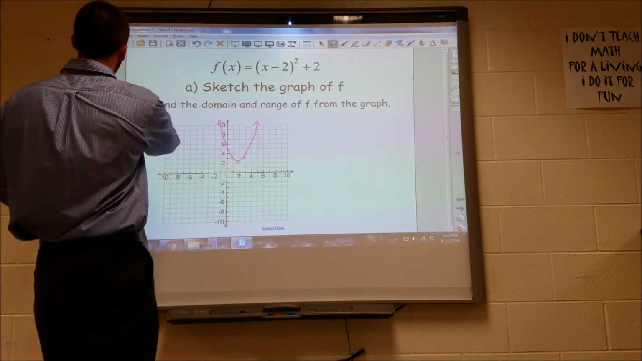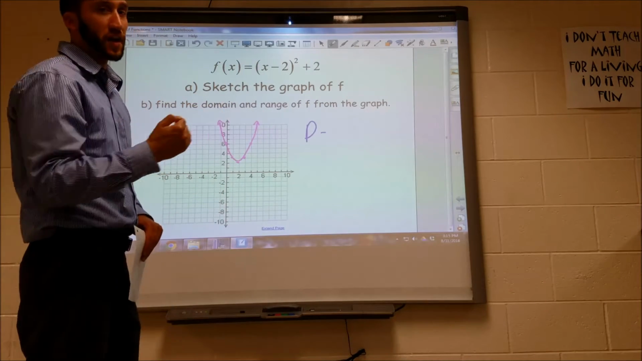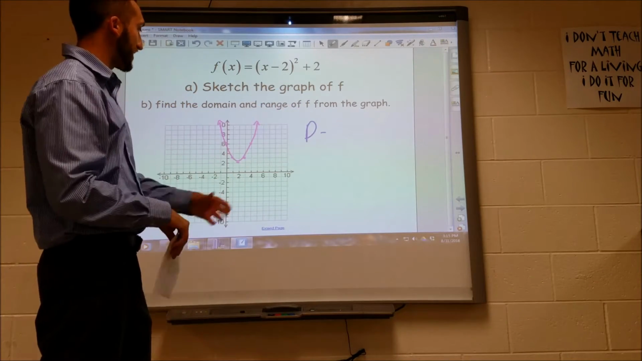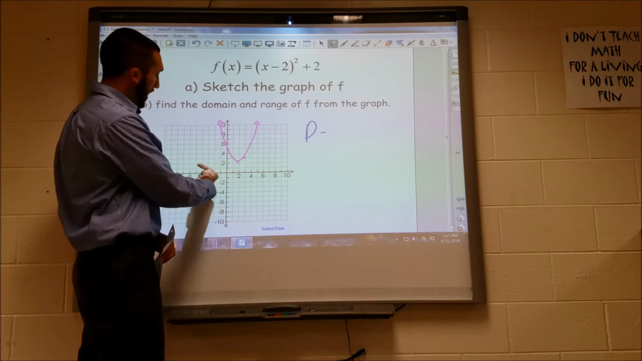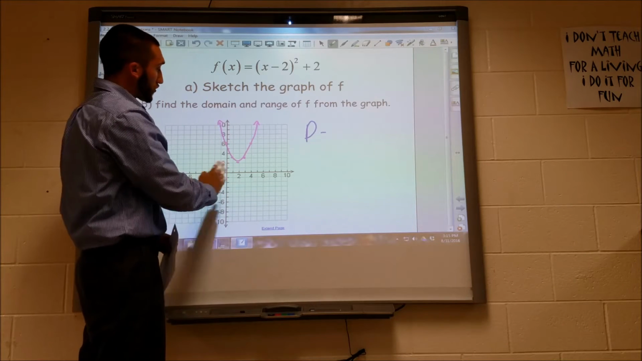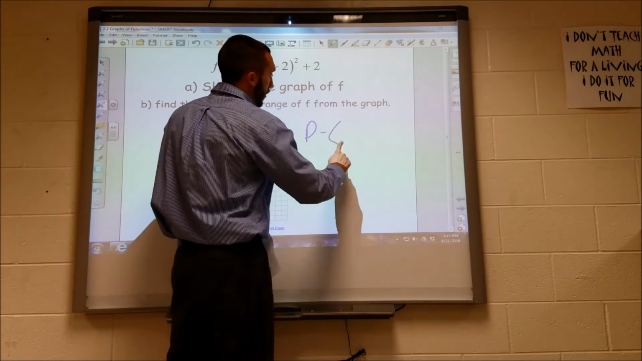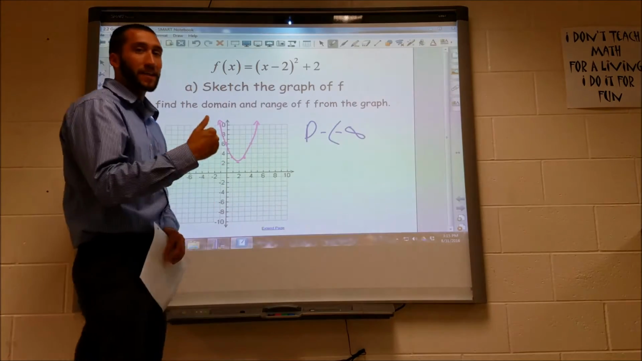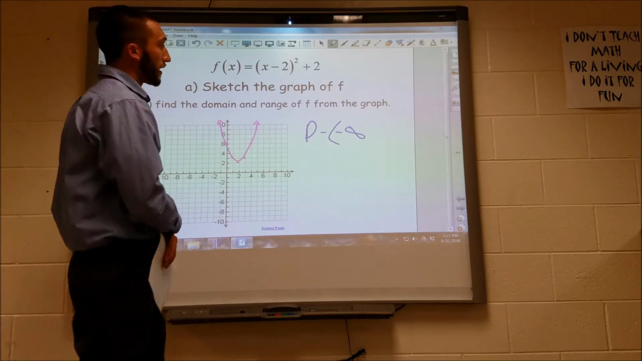Next they want us to find the domain and range. So remember, domain are my x values, what my x's fall into. Well, as I go further and further negative, my graph is just going to continue to go upwards. So there's no limit to my x values as I go to the negative. So it goes to negative infinity. Any number I can think of negative, it's going to go that far.